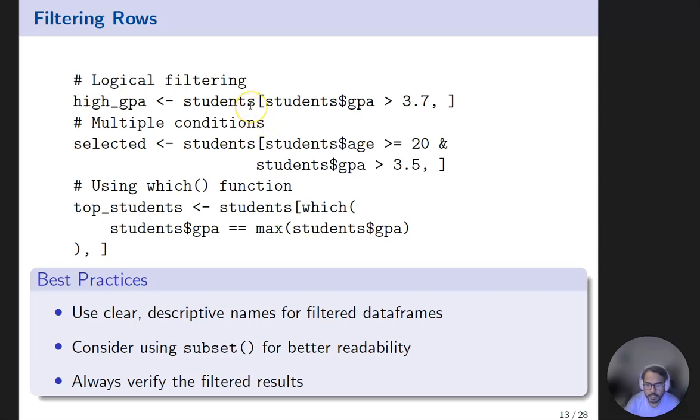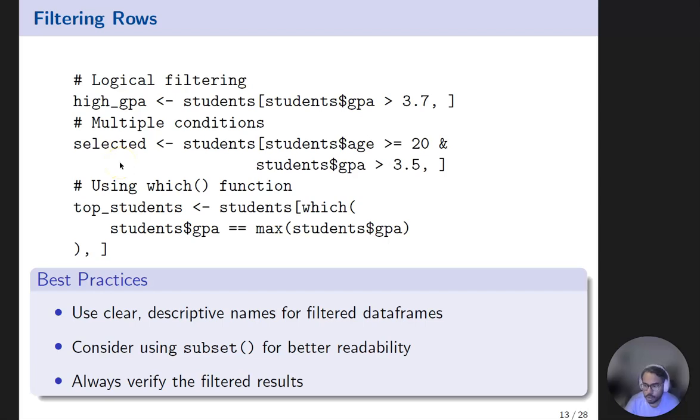This is created using one condition. You can also put multiple conditions in there. So I want to select students who are older than 20 years and also have a GPA more than 3.5. So student dollar age greater than or equal to 20 and student dollar GPA greater than 3.5. All those observations, all columns that satisfy these two conditions will be selected in this sub data frame, which I'm naming as selected.